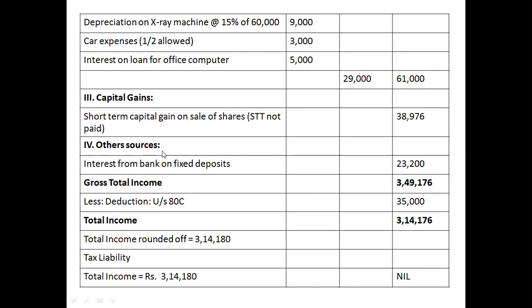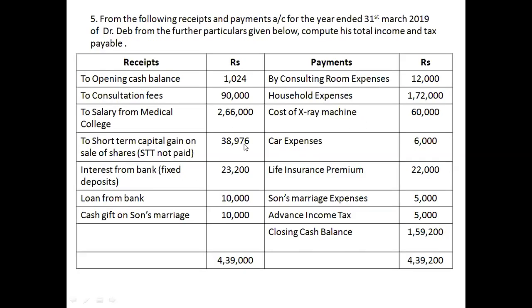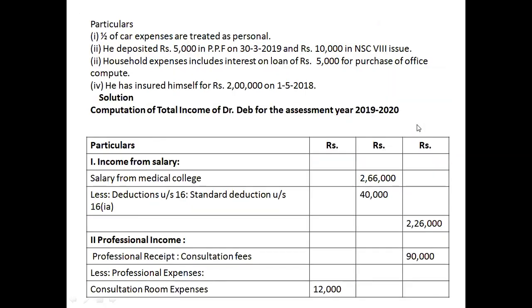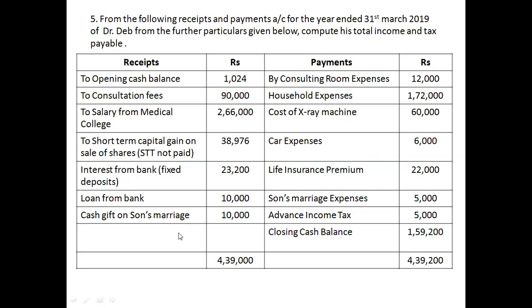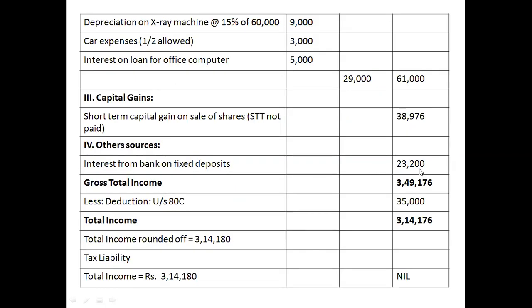So here they have given a capital gain. What is a capital gain? Short term capital gain in the problem is 38,976. So we are taking short term capital gain 38,976. Income from other sources, we have fixed deposits. What is your fixed deposits? 23,200. So we are taking 23,200 as a fixed deposit.